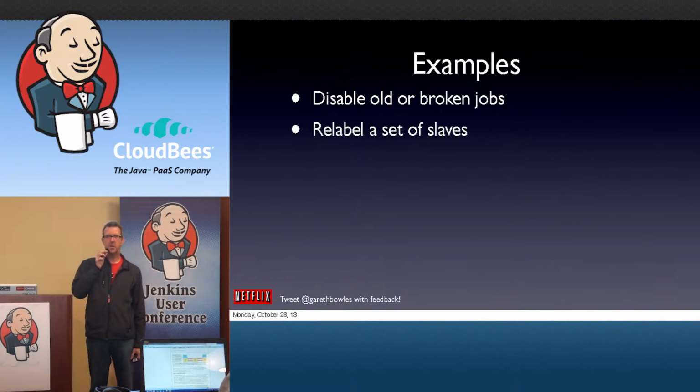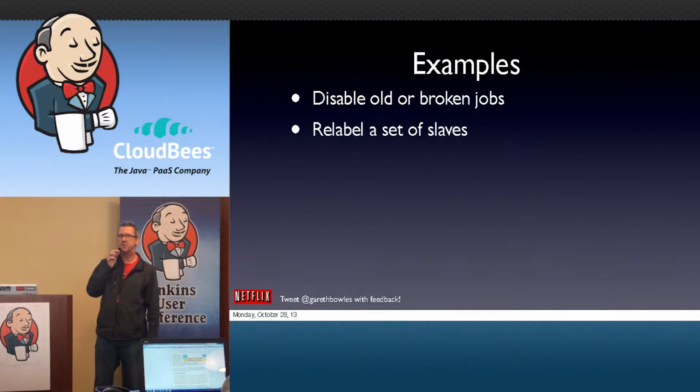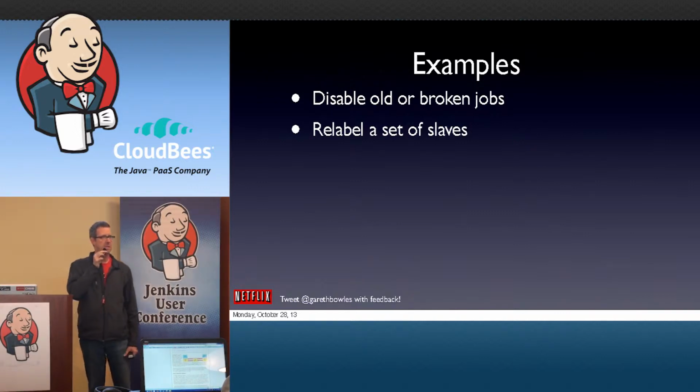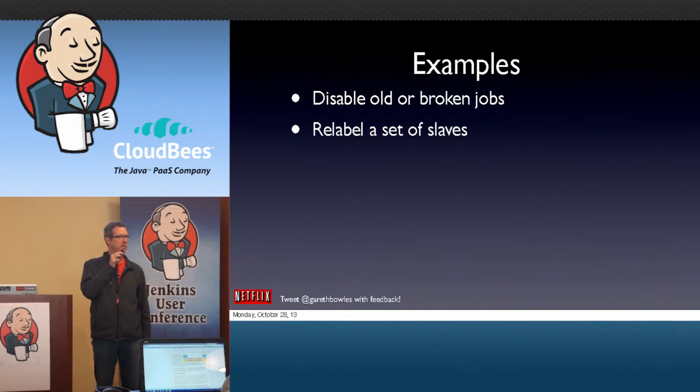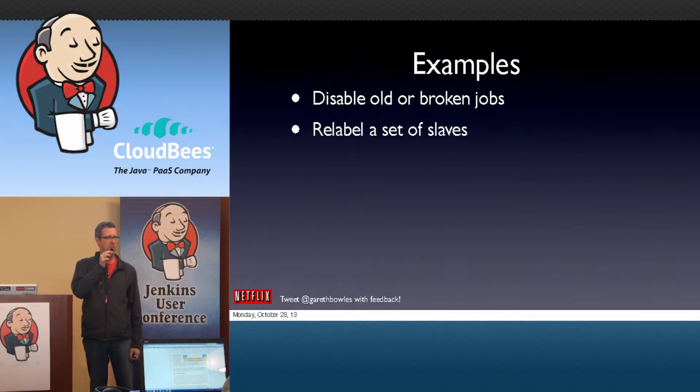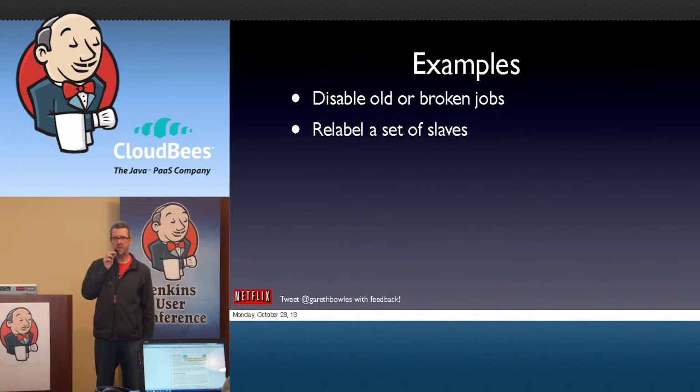We can relabel a group of build slaves. That's useful if we want to change the configuration of a set of slaves, for instance, and bring up a new set of instances. We can do that very easily by unlabeling the old slaves so that they stop running builds. Spin up a set of new slaves, let those start taking builds, and then wait for builds to drain off the old slaves and just shut them down.